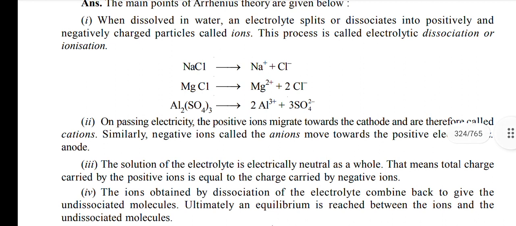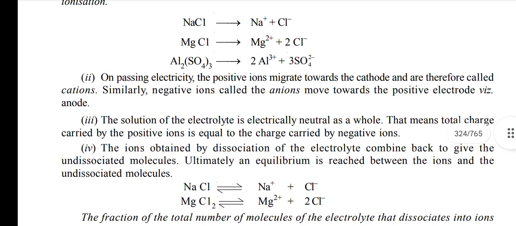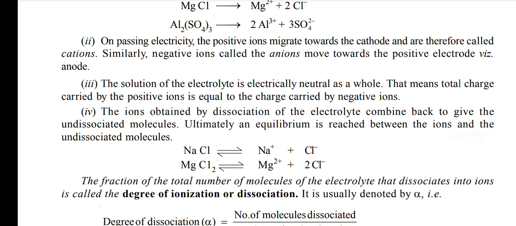On passing electricity, the positive ions migrate toward the cathode and are therefore called cations. Similarly, negative ions called anions move toward the positive electrode, the anode. The solution of the electrolyte is electrically neutral as a whole. That means the total charge carried by the positive ions is equal to the charge carried by negative ions.